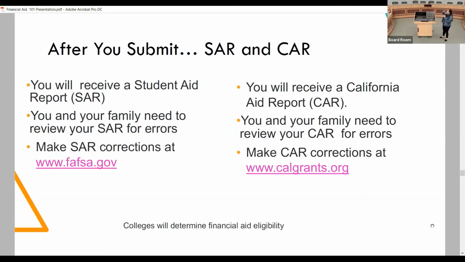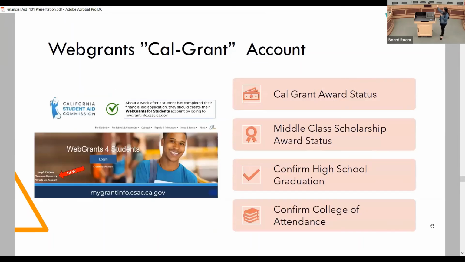Then the other thing you're going to receive is a CAR, California Aid Report. This is a letter from CSAC. They email it to you, but CSAC is still old school and they also send you a letter. And this is the letter that tells you which Cal Grant you got. So they're going to say, hey, Layla, you're eligible for a Cal Grant. And when they tell you you're eligible, they tell you to go to this website and make an account. Go to Web Grants for Students, create your Cal Grant account and find out which one.